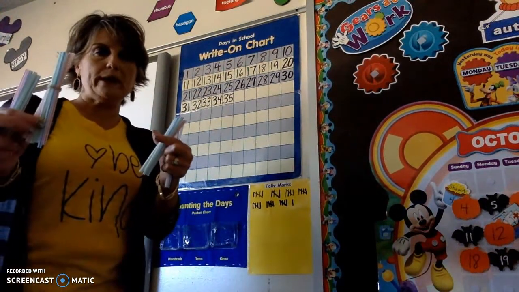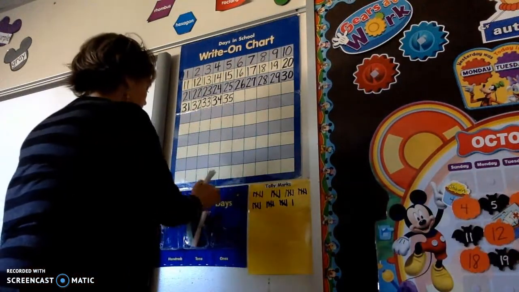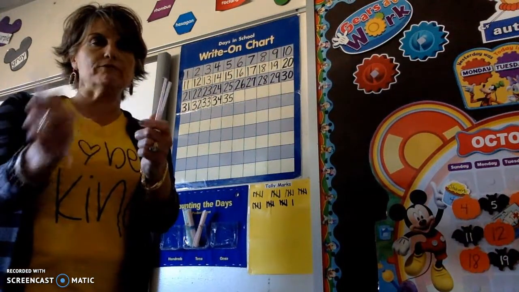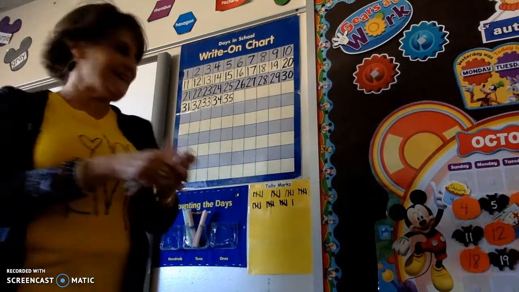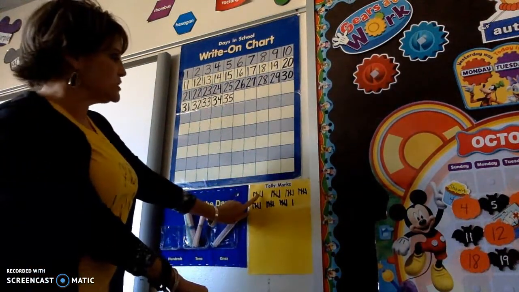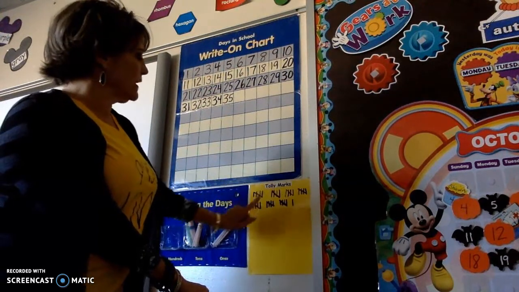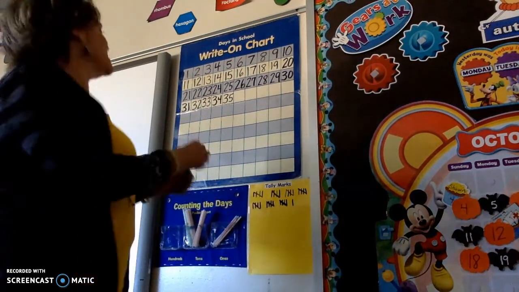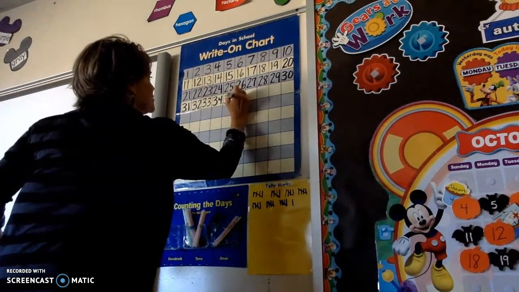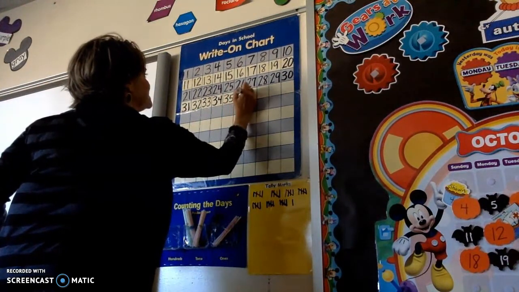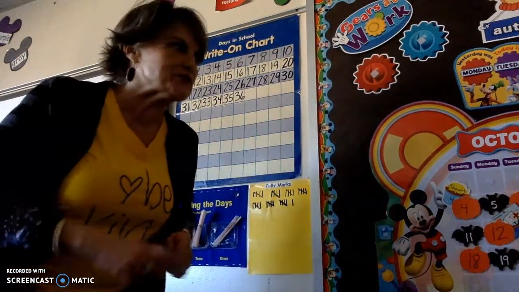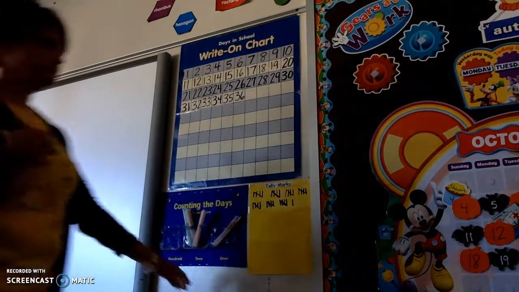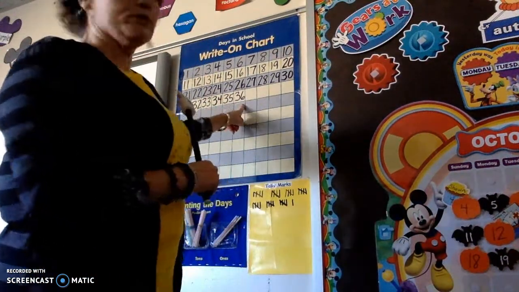10, 20, 30, 31, 32, 33, 34, 35, 36. Let's see if we have 36 tallies. 5, 10, 15, 20, 25, 30, 35, and one more is 36. So 36 is a 3 and a 6. Mrs. Hensley would like for us to count all the way to 36.